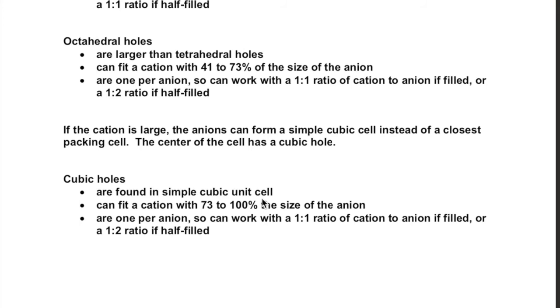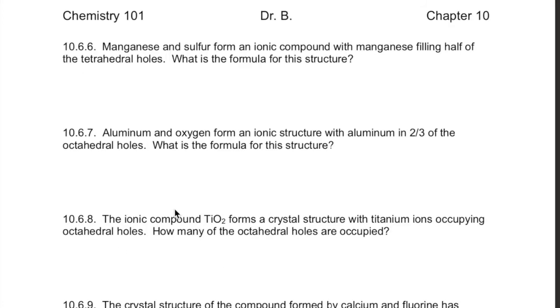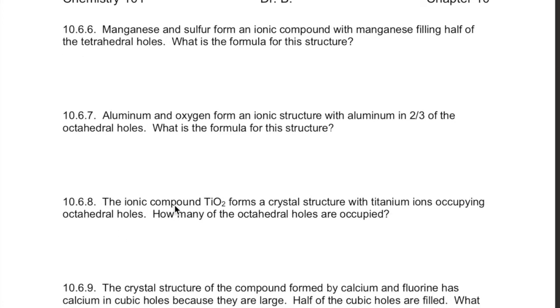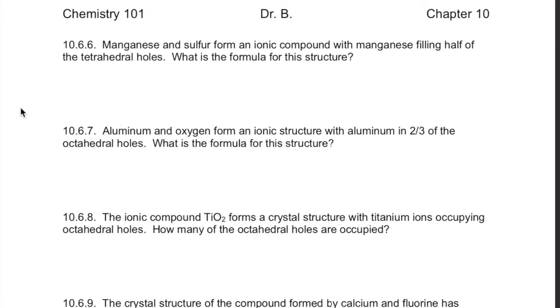So three-quarters of the size, up to equal in size with the anion, can fit into these larger cubic holes. And there's only one of them per anion in the structure. So it works fine with a 1-to-1 ratio. If it's half filled, then you only get 1 cation for every 2 anions. So let's see if we can reason out the type of holes that would be filled from a formula, or the formula from the type of holes that are filled.